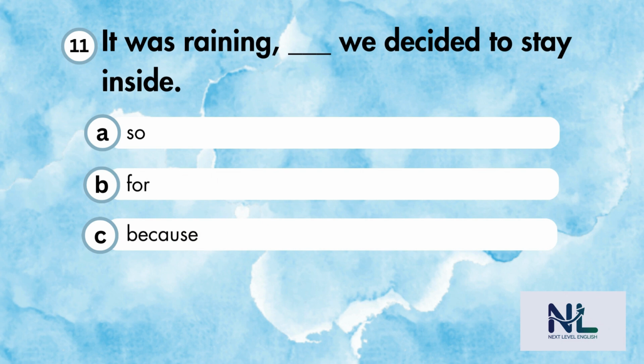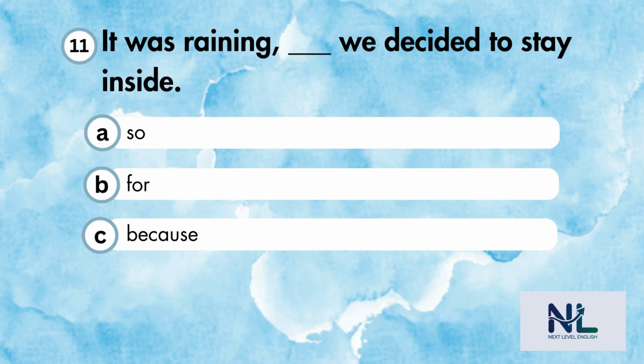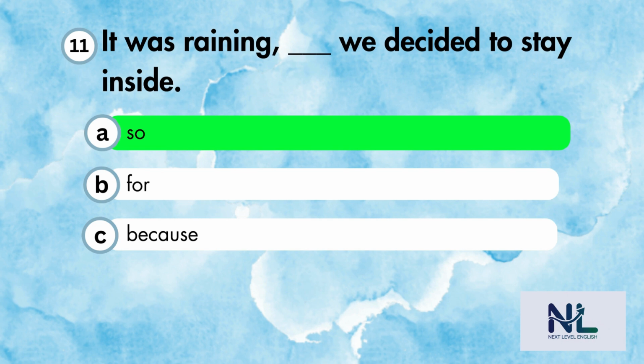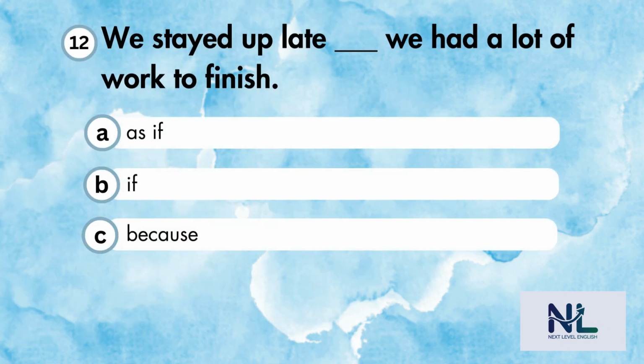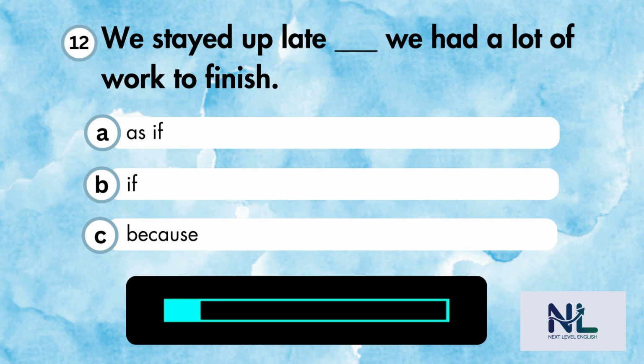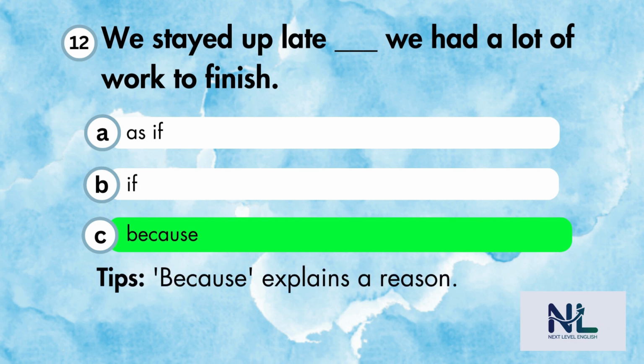11. It was raining. We decided to stay inside. So. Tips, so explains a result. 12. We stayed up late. We had a lot of work to finish. Because. Tips, because explains a reason.